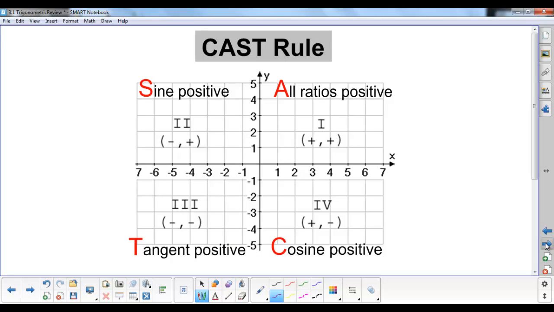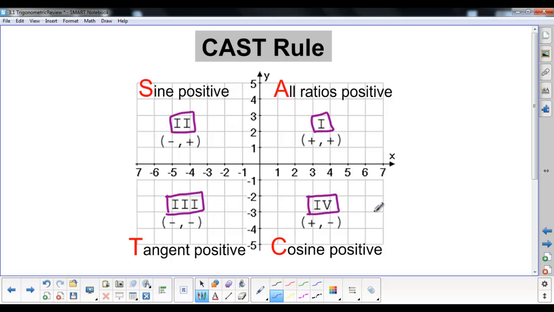Remember from last year we had the CAST rule. So ratios that ended up in the first quadrant here ended up all being positive. Ratios in the second quadrant, only the sine ratios were positive. In the third quadrant, only the tan ratios were positive. And finally, in the last quadrant, all cosine ratios were positive. So remember your CAST rule.